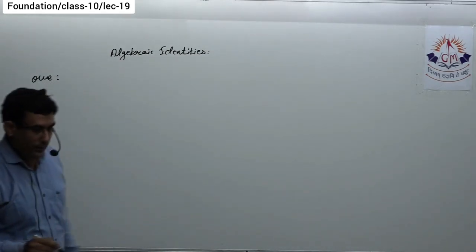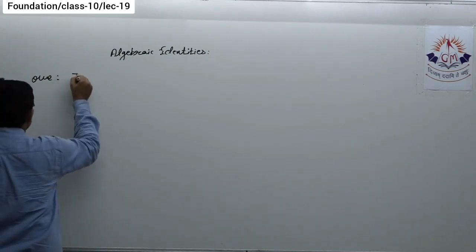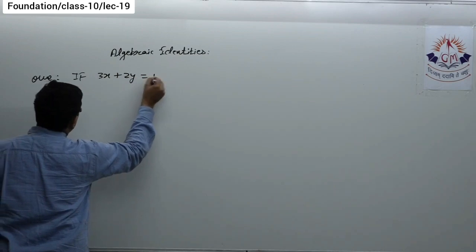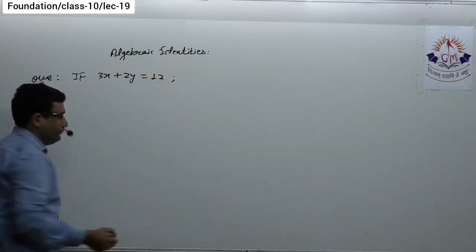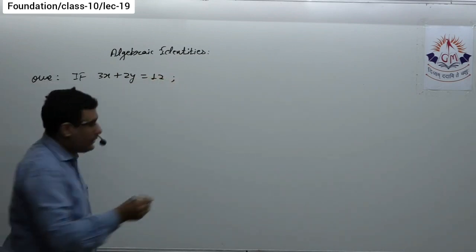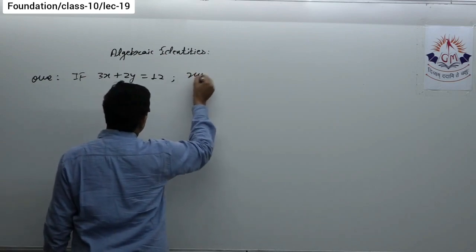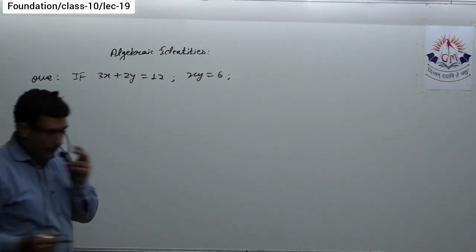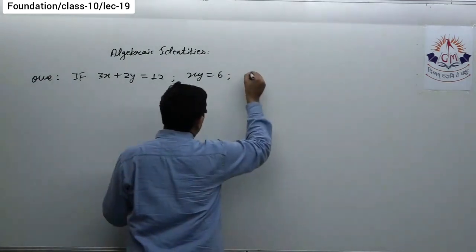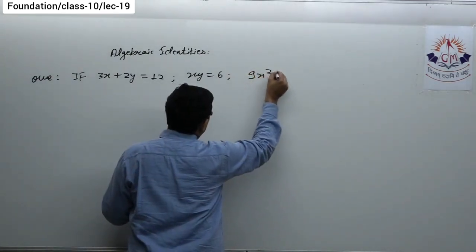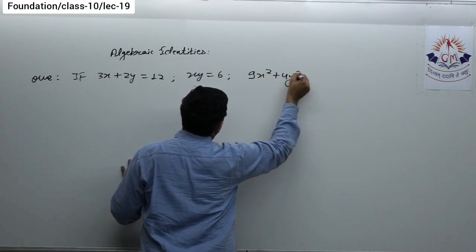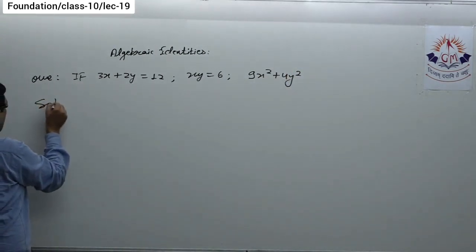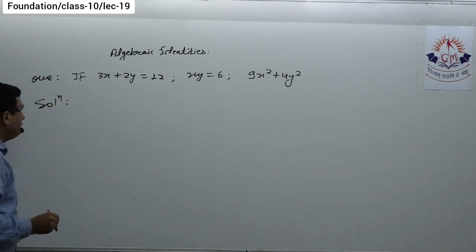If 3x plus 2y is equal to 12, and xy is equal to 6, then find the value of 9x square plus 4y square. Okay, so let us see its solution.